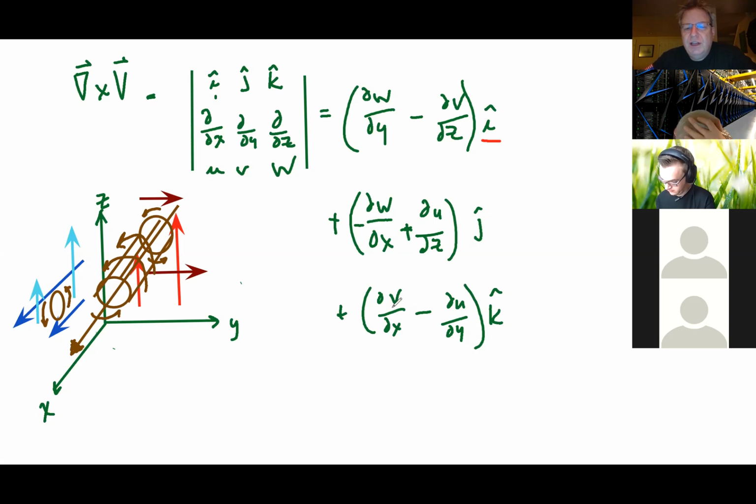So the first thing is, what is this, James? That is how the meridional wind changes as we go east. Okay, but what meridional wind? Oh, dang it.